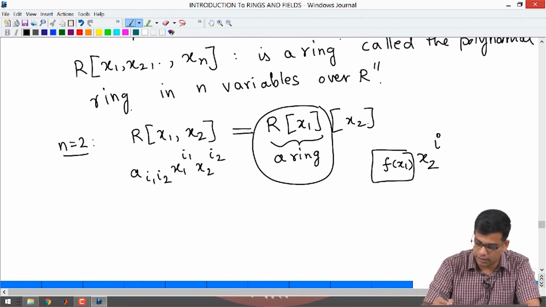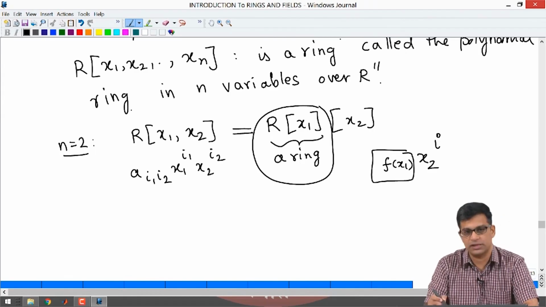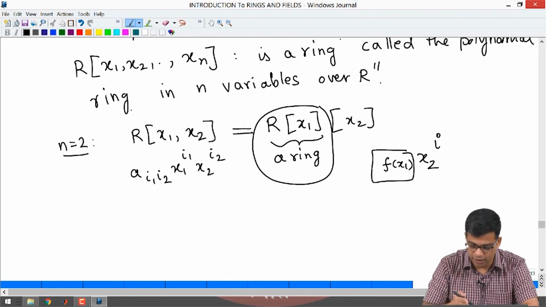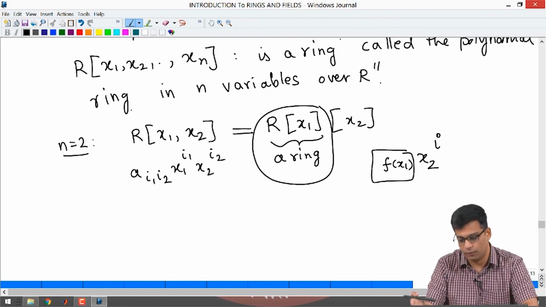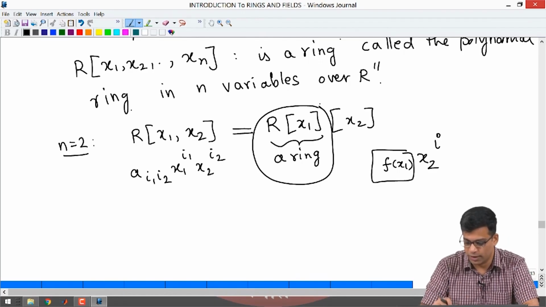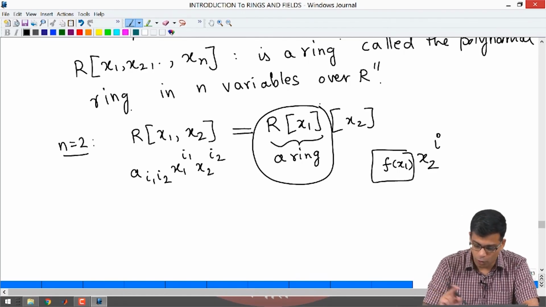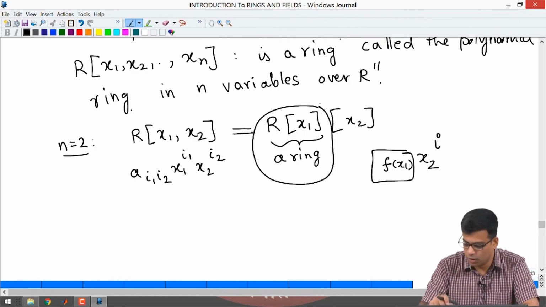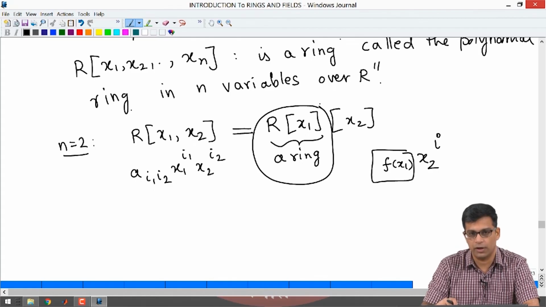The advantage of thinking in these terms is that this is a process that you already understand, because earlier we have discussed, given a ring R, how to construct a polynomial ring in one variable, and that is exactly what I have done here. So, in order to understand the polynomial ring in two variables, all you need to understand is the polynomial ring in one variable over a polynomial ring in one variable.